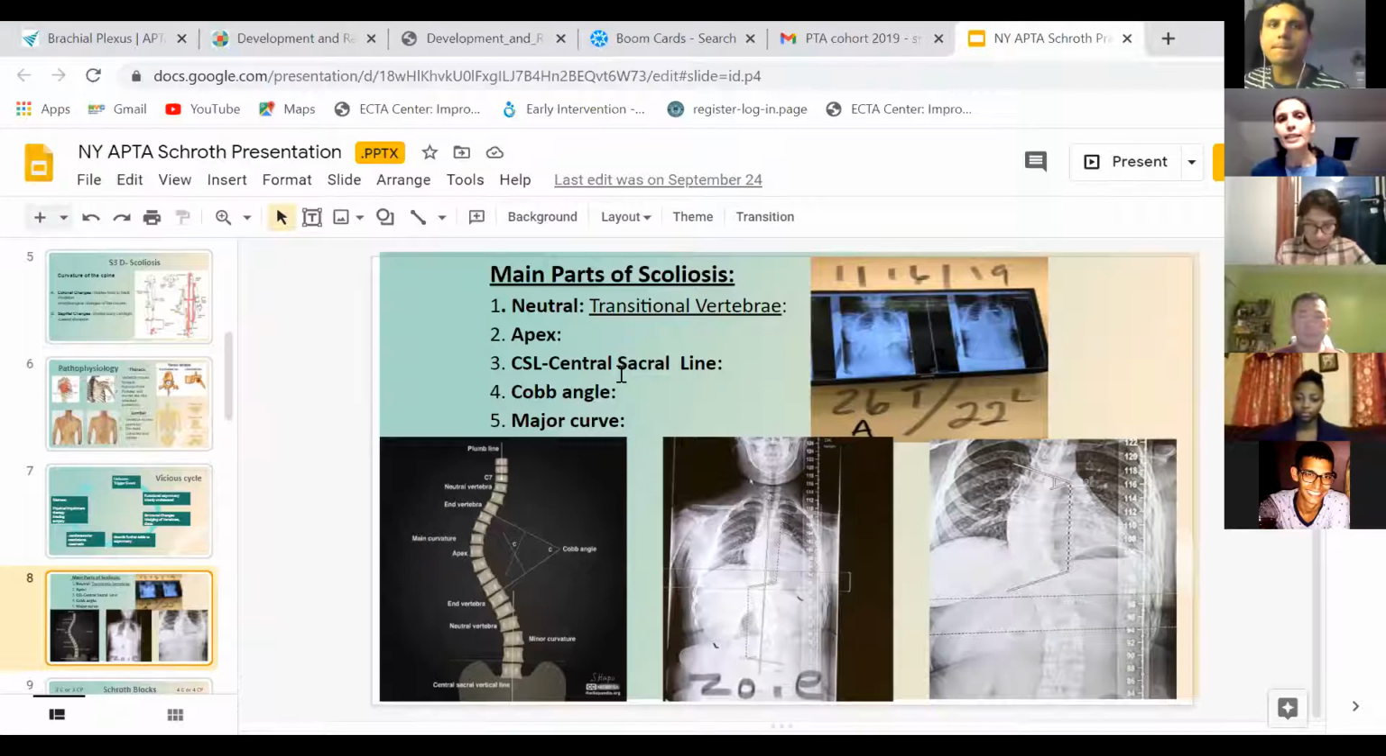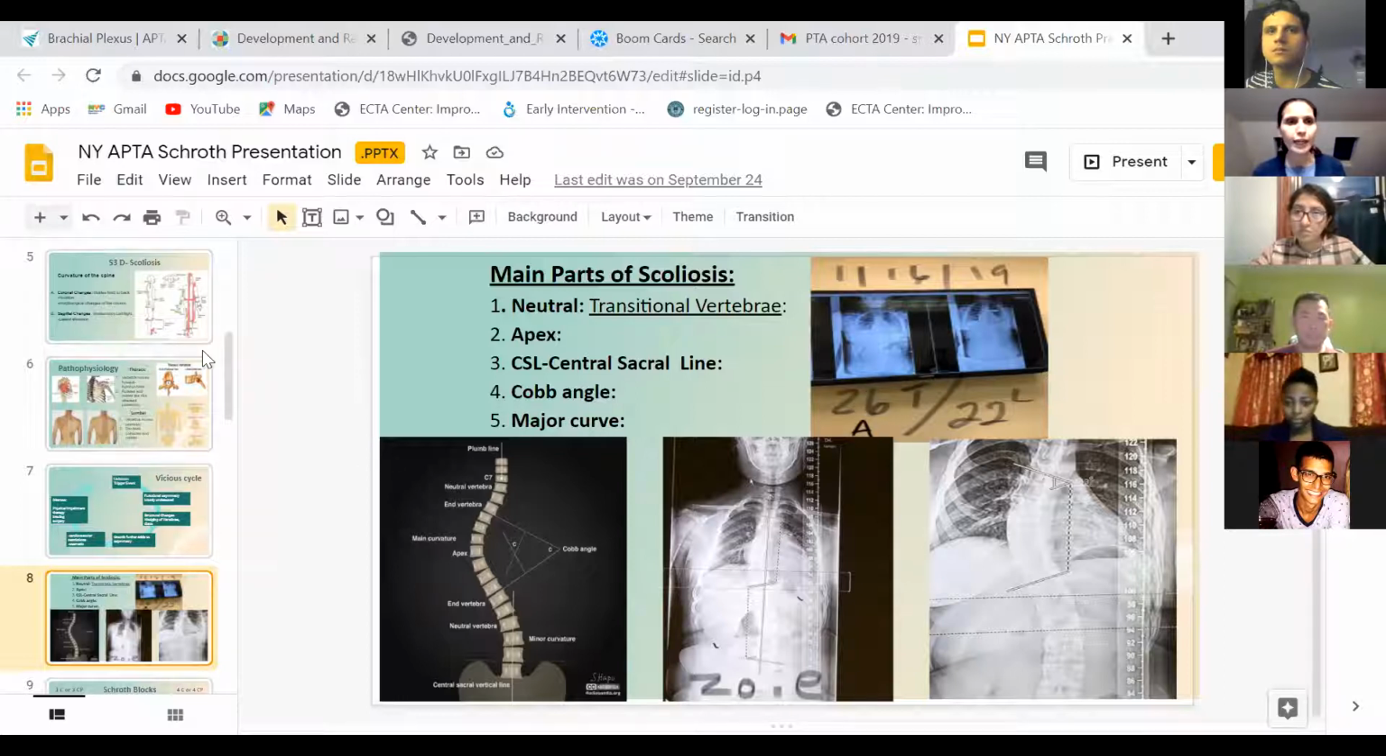Then there's what's called a central sacral line, which is usually a line that's just drawn all the way down. And that is just x-ray terminology. Then you will have major curves. So again, the x-ray will tell you that the child has a thoracic curve and a secondary lumbar curve, or just a thoracic curve. So if you look at here, this is the girl up here that I told you about.